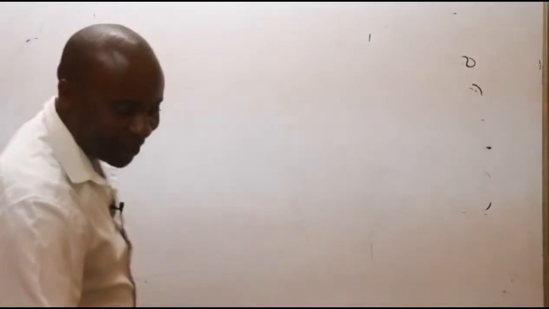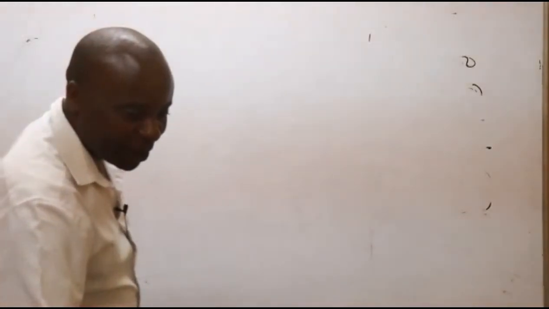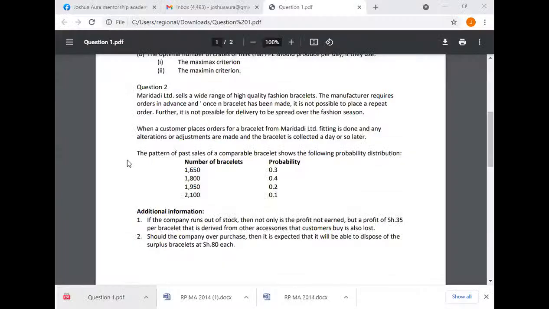This is a very easy question, Nicholas. You made me happy. So we are told here the number of bracelets. We have the supply. So supply, we have 1650, 1800, 1950, 2100. And then demand will always be the same: 1650, 1800, 1950, and then 2100.